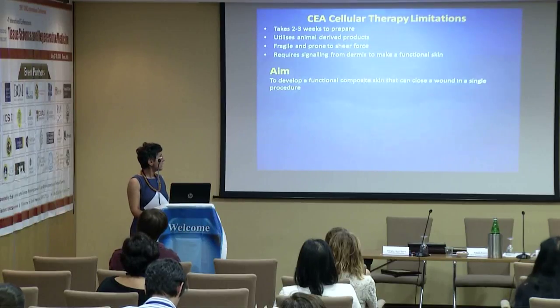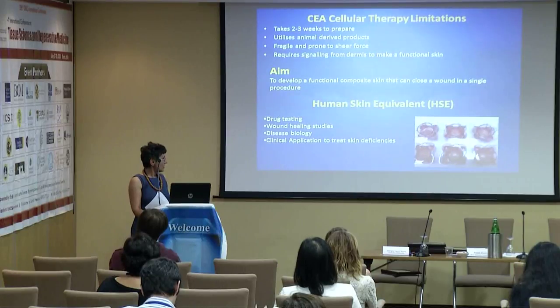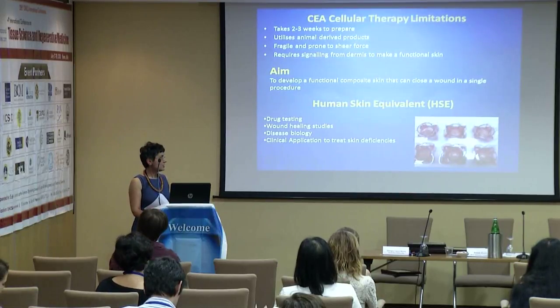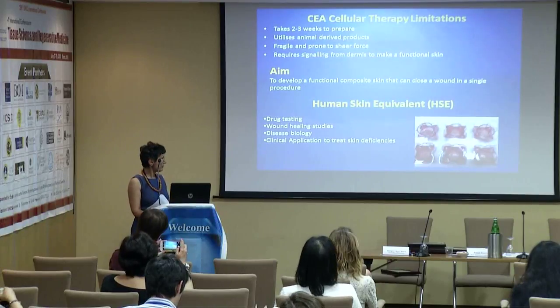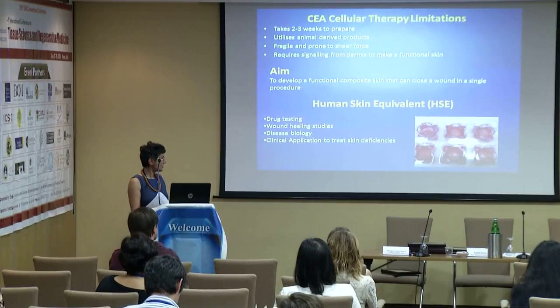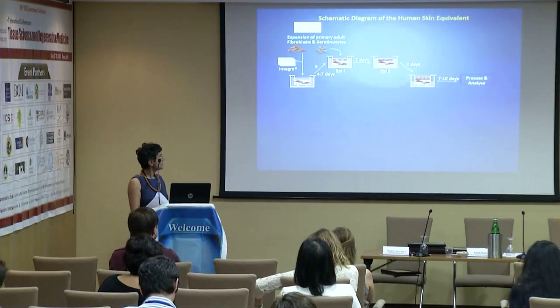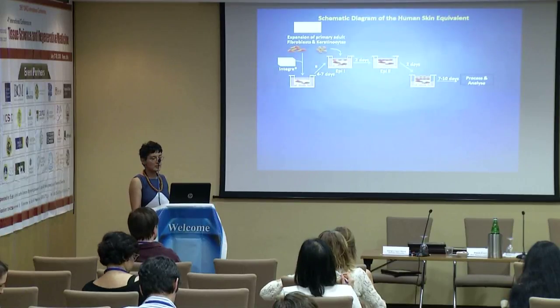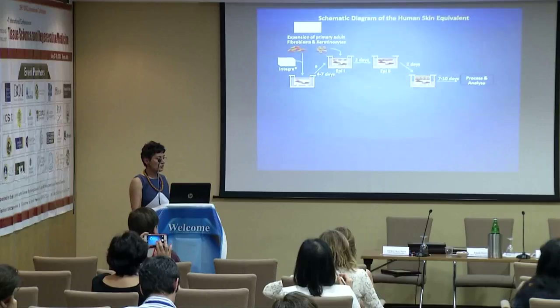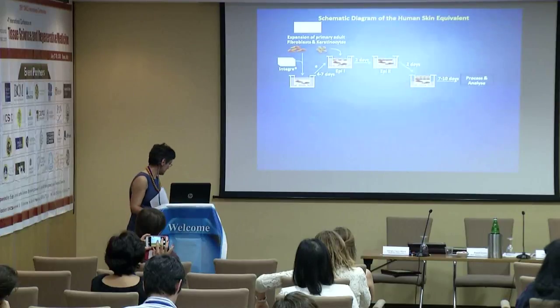So the aim of our research project is to develop a functional composite skin that can close a wound in a single procedure. There are a number of human skin equivalents or composite skins in the literature used for research purposes, but it's clinical application that we're interested in. So we isolate keratinocytes and fibroblasts from an individual. The fibroblasts are seeded into a dermal substitute called Integra.